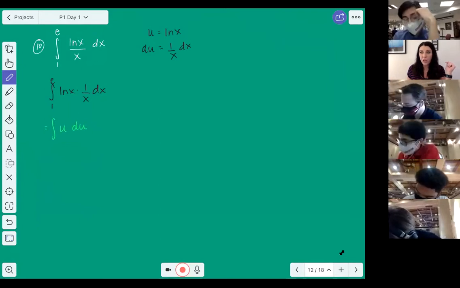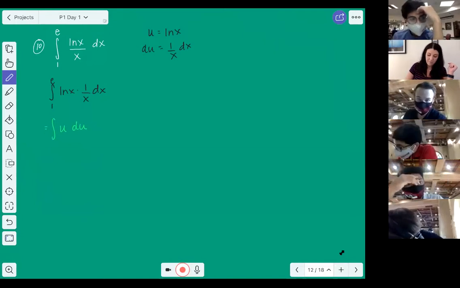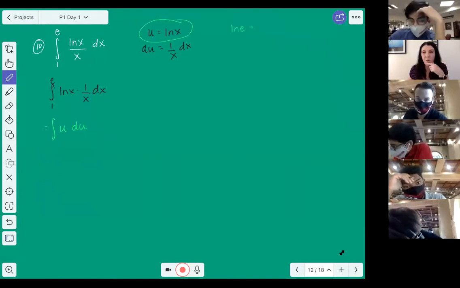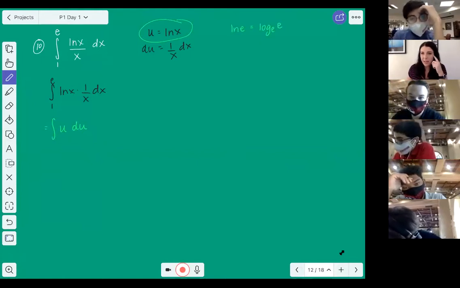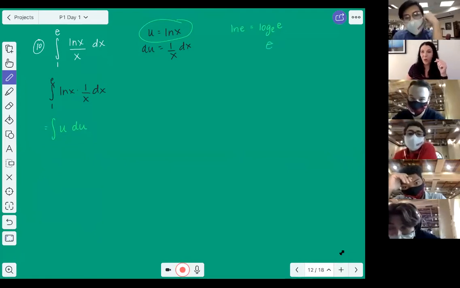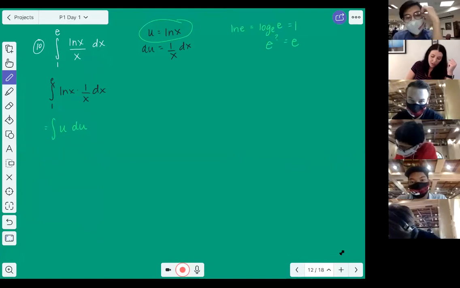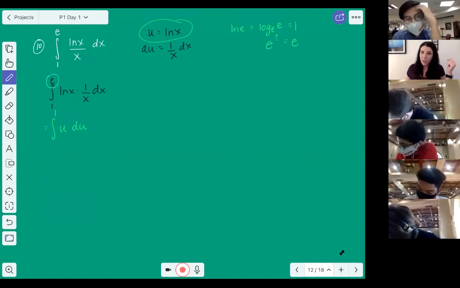So how do I go about changing those bounds? Plug in e to the u equals ln x, and then that would just be... would it just be e? Not quite. So ln of e, remember that question means log base e of e. And really what that means is e to the 1. So it means e to what power equals e. That's really what that question is. So you're exactly right, it's 1. So that goes on our top bound. Remember, whatever was on our top bound, if we sub it in, that goes on our top bound.